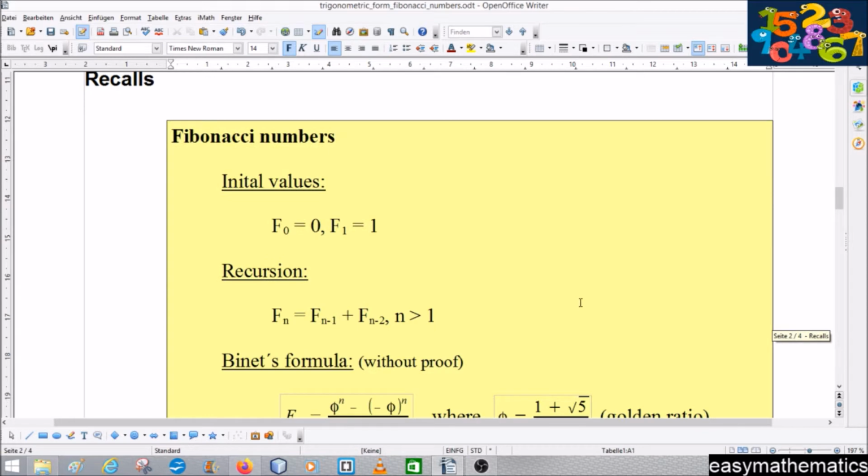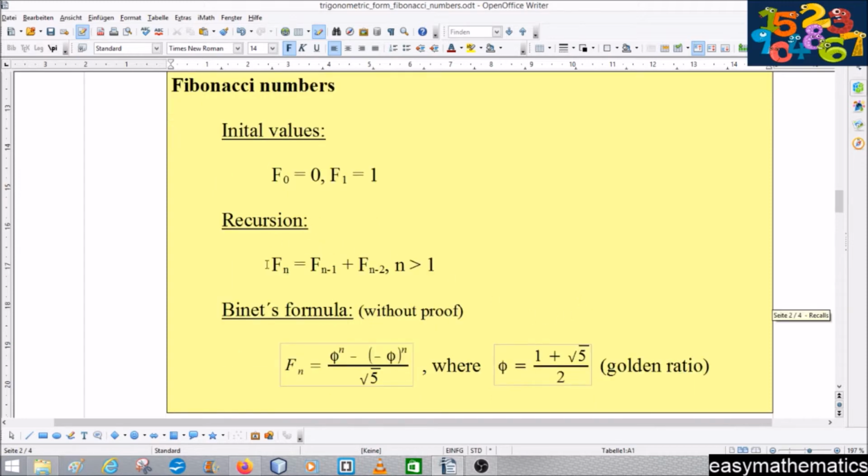Before we start, I want to make some recalls and assumptions. If you don't know about Fibonacci numbers, there are many videos and web pages where you can find these properties. The initial values for the Fibonacci sequence are f0 is 0, f1 is 1, and we get the next Fibonacci number by the sum of the previous two. There is a closed form expression for the Fibonacci numbers. It's called Binet's formula. We will not prove it here. Like I said, you can find proofs in many other sources. A closed form for the Fibonacci numbers is phi to the power n minus psi to the power n over square root 5, where phi is the golden ratio, 1 plus square root 5 over 2.